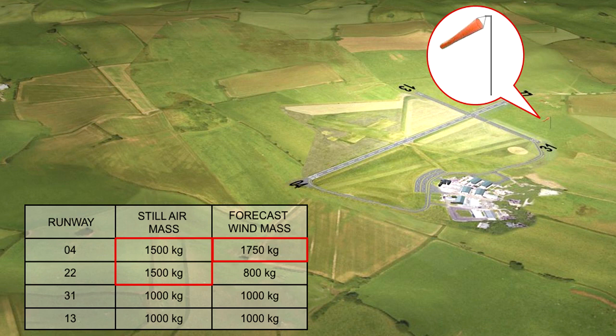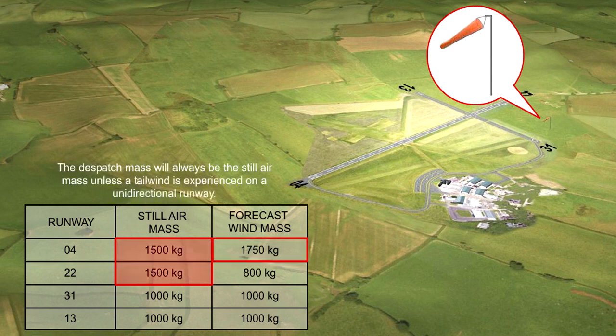Dispatching the aeroplane with this mass would mean that, no matter what conditions prevailed at the destination airfield, the aeroplane will have a mass that will allow it to land at the airfield. The way to simplify the dispatch rule is always to consider the greatest mass in still air and the greatest mass in the forecast wind conditions, and, of the two, take the lesser mass as the dispatch mass. Of the two, it is the still air mass that is usually the lesser mass, as shown in our example.